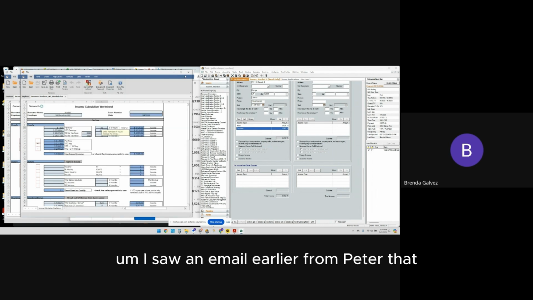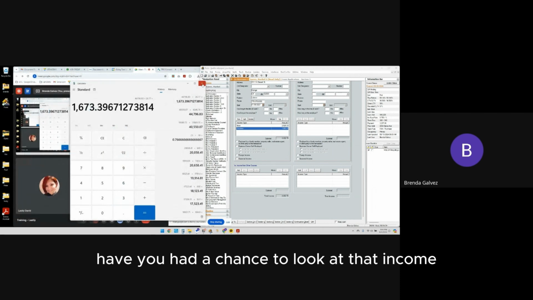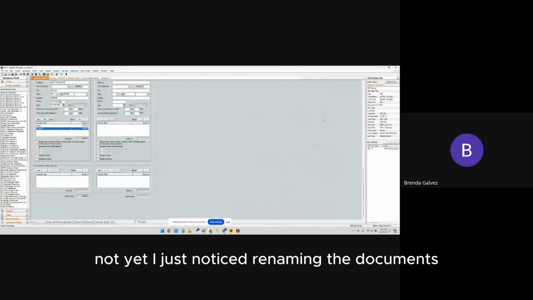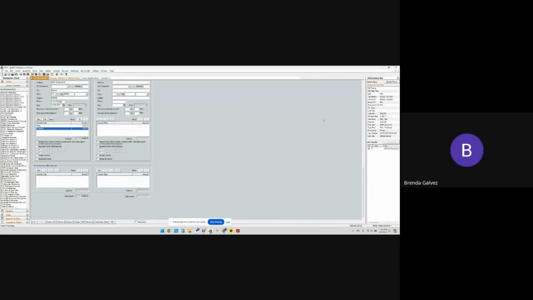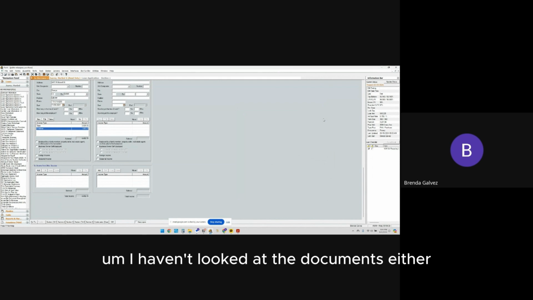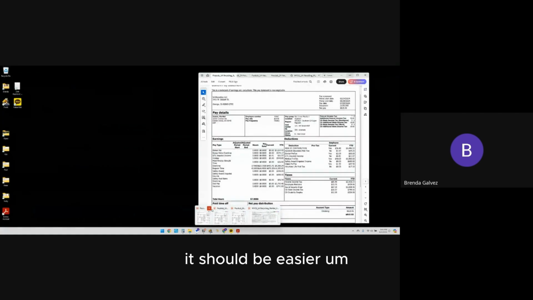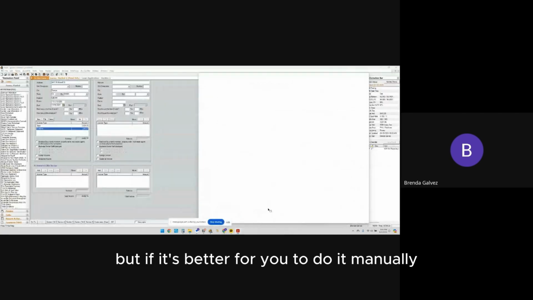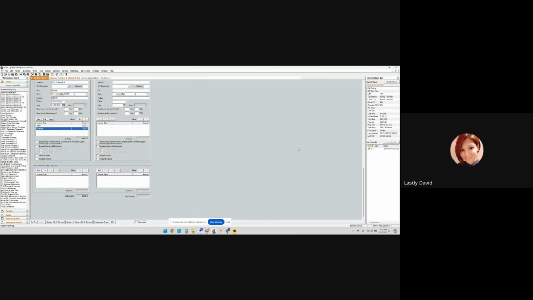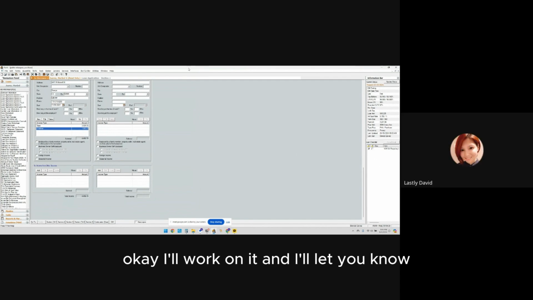Okay. I saw an email earlier from Peter about calculating income. Have you had a chance to look at that income? Yeah, I just finished renaming the documents. Okay. If you have any questions, let me know. I haven't looked at the documents either, but again, try to use this calculator. It should be easier. But if it's better for you to do it manually, you can do it too. Okay. I'll work on it. I'll let you know.